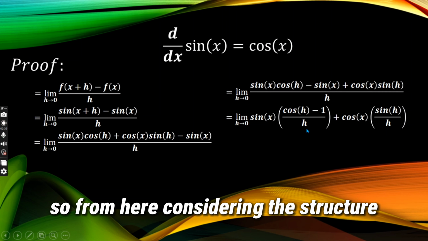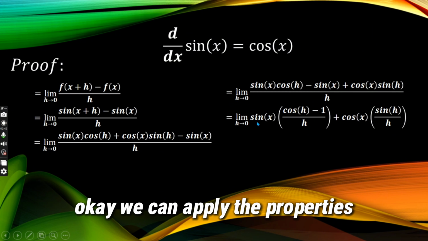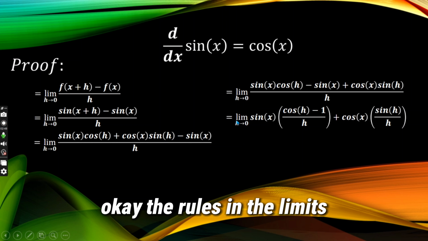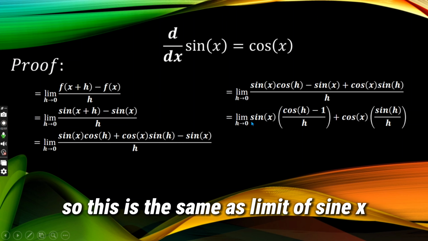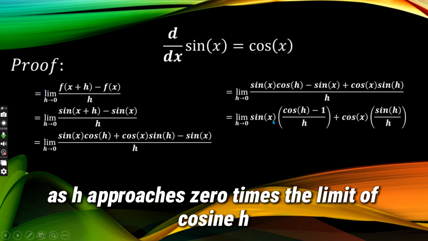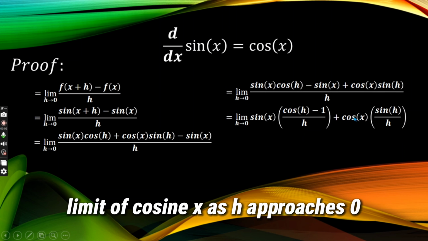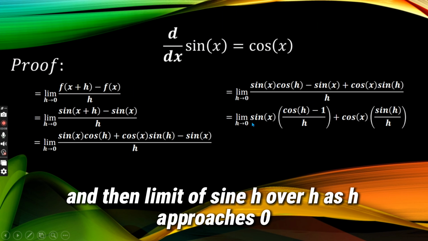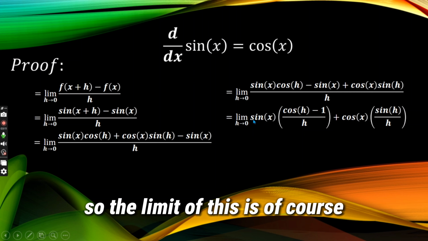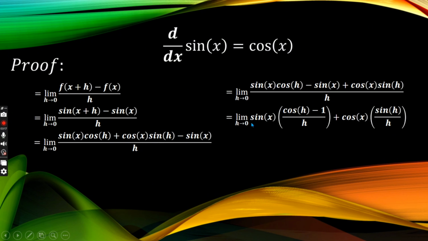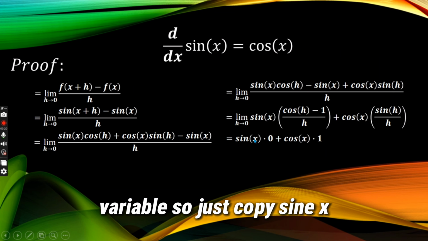From here, considering the structure, we can apply the rules of limits. This is the same as the limit of sine x as h approaches 0 times the limit of cosine h minus 1 over h as h approaches 0, plus the limit of cosine x as h approaches 0 times the limit of sine h over h as h approaches 0. The limit of this, of course, as h approaches 0, is a different variable. So just copy sine x.